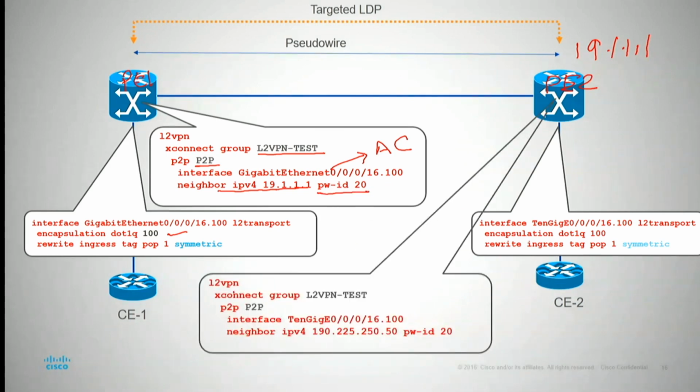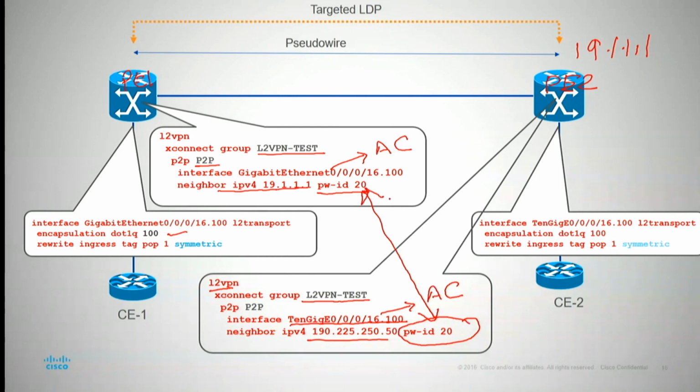So here we can see the L2VPN configuration on the other box. We could see L2VPN test, this is the attachment interface, the attachment circuit, and this is the remote IP address, and we could see here the pseudo wire ID is 20. Both should match, then only the targeted LDP session will come up and the attachment circuit will form over that. So we could see that the targeted LDP session between both will be up, and in turn the pseudo wire will be up.